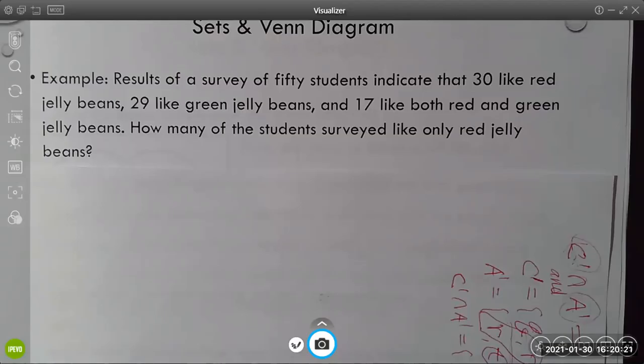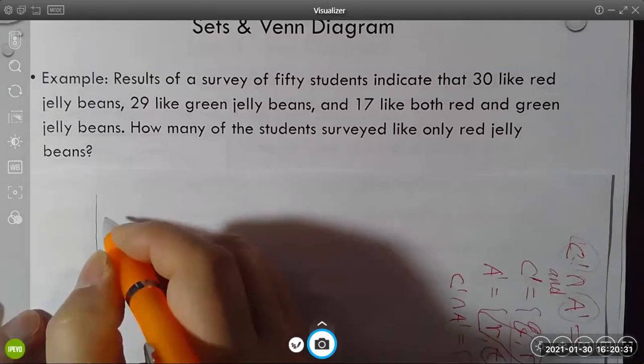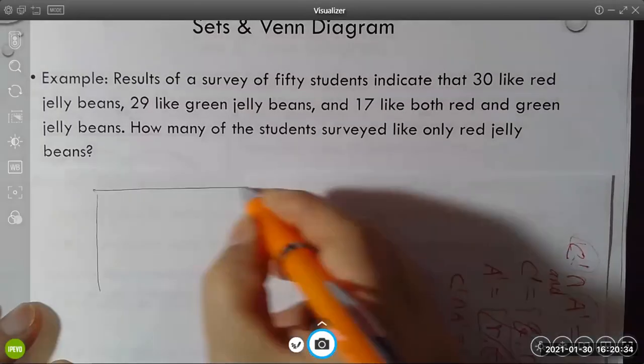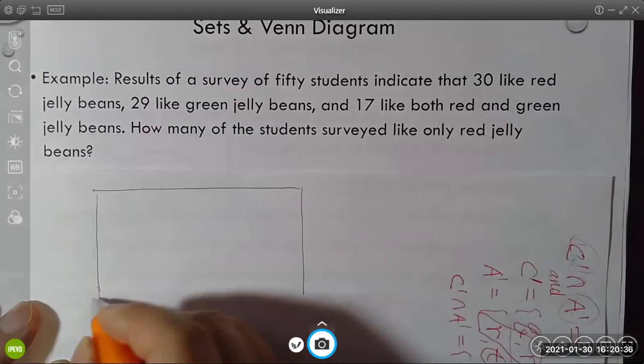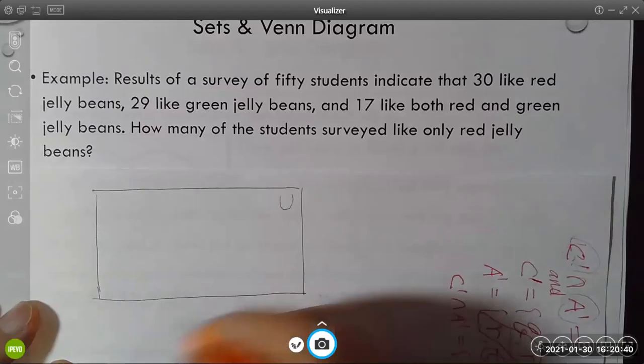That's why we learn how to draw a Venn diagram. So now here's how to do that. First of all, you have a rectangle to represent the universal set. So I just draw this rectangle and label it universal. You can put it in any corner, doesn't matter.